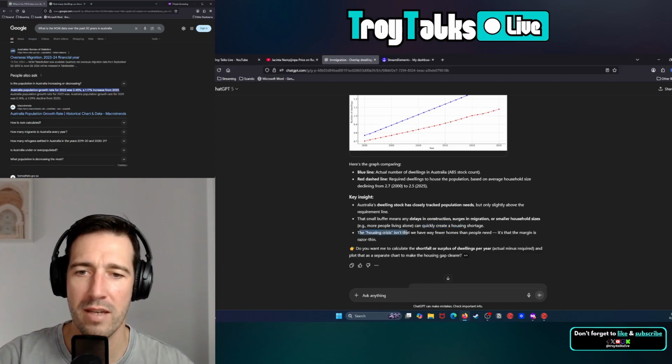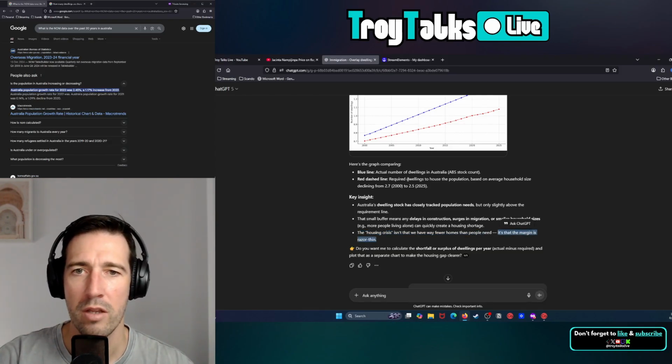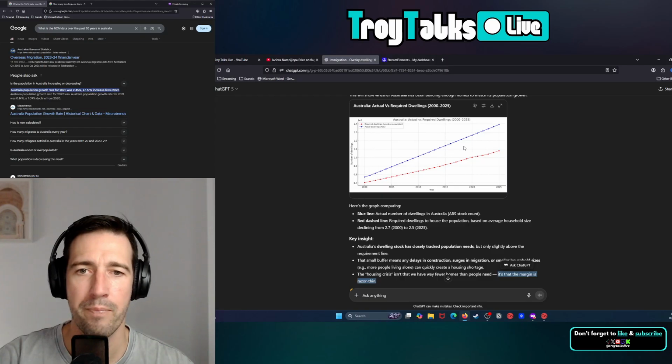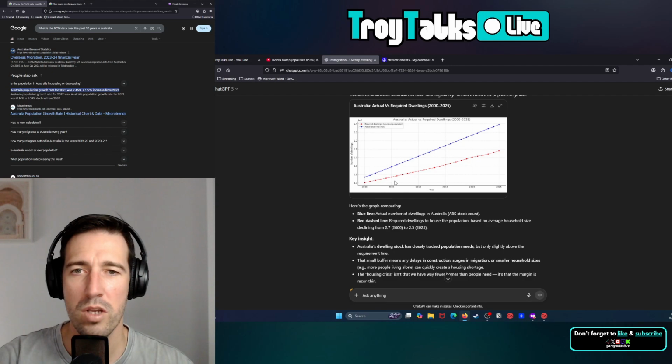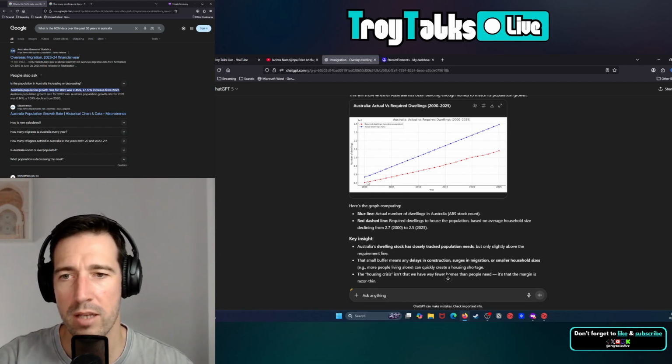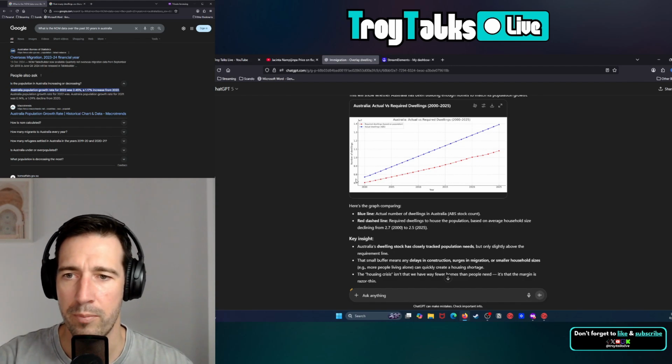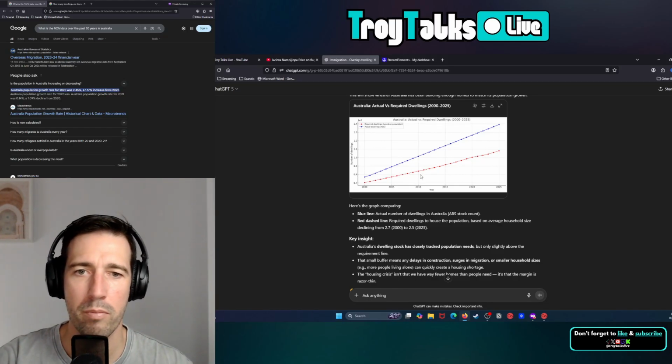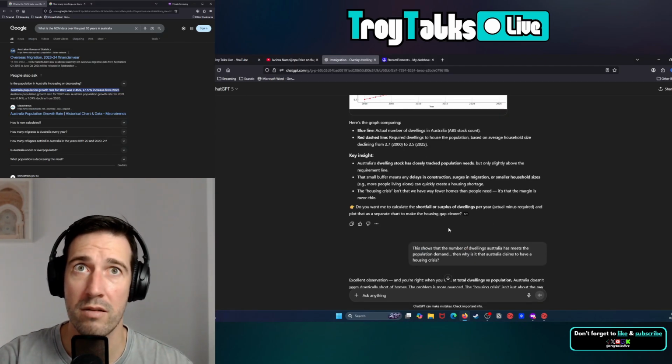More people living alone can quickly create housing shortage. The housing crisis isn't that we have fewer homes than people need. It's that the margin is razor thin. So they're saying that this line here is a little too close for comfort. When you look at that graph, it kind of looks like there's a lot. But I guess the difference here is only about 500,000, 0.6 million homes. In the grand scheme of things, is that quite a lot? Well, that's quite thin actually.